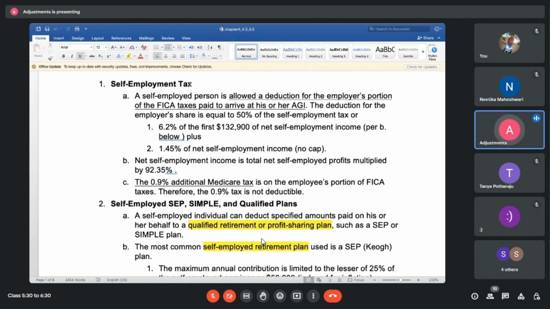Now what the IRS, or the US government, says is that this burden of Social Security and Medicare should be borne by both employee and employer. So the total taxes will come to 15%. 7.5% of that burden will be taken care of by the employee, and 7.5% by the employer.